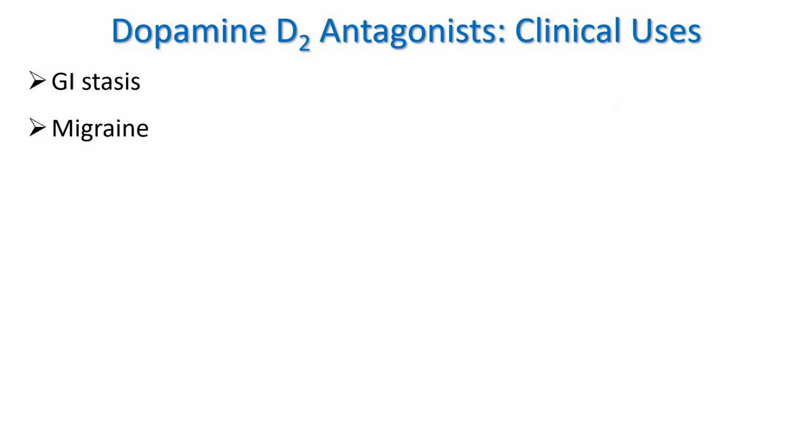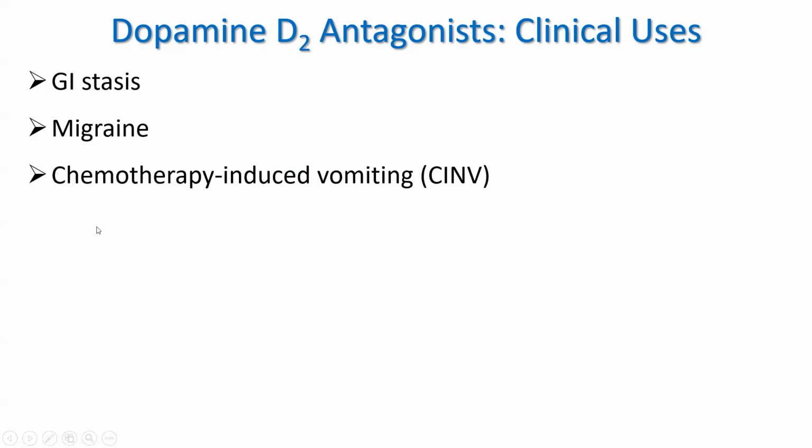Clinical uses: GI stresses. As I said, they can work as prokinetic drugs as well, especially for those who have gastroparesis because of diabetes or some other age-related gastroparesis. So they can act as prokinetics. Pre-meal, you give especially motilium. And for migraine-induced nausea and vomiting, and chemotherapy-induced nausea and vomiting, metoclopramide is very good.